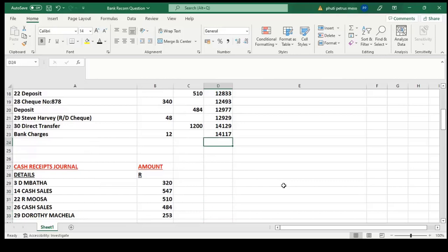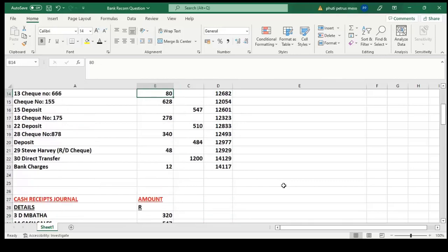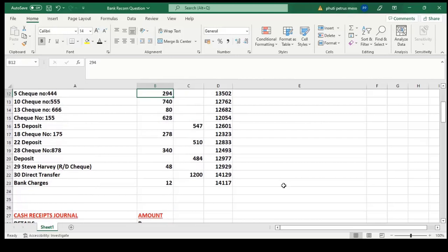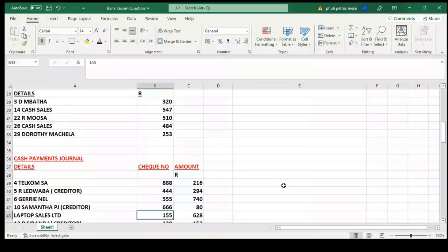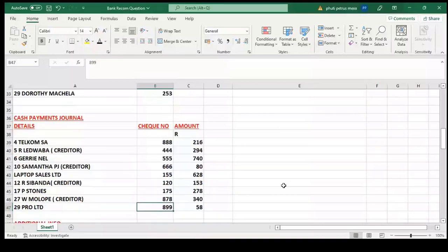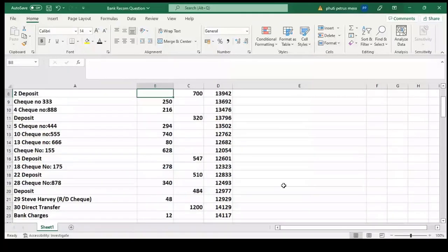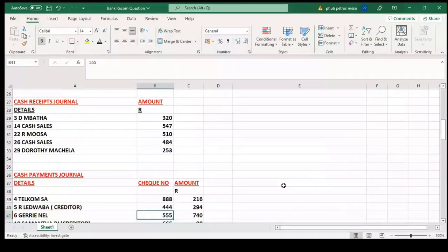Then let's go to the payment side, which reflects on the debit. Starting out there, do we have 250? We go down under the CPJ. Do we have 250 on the CPJ? No, we don't have it. Do we have 216? Let's go there. I'm just going to scroll down, back and forth. 216, we do have that. Do you agree?